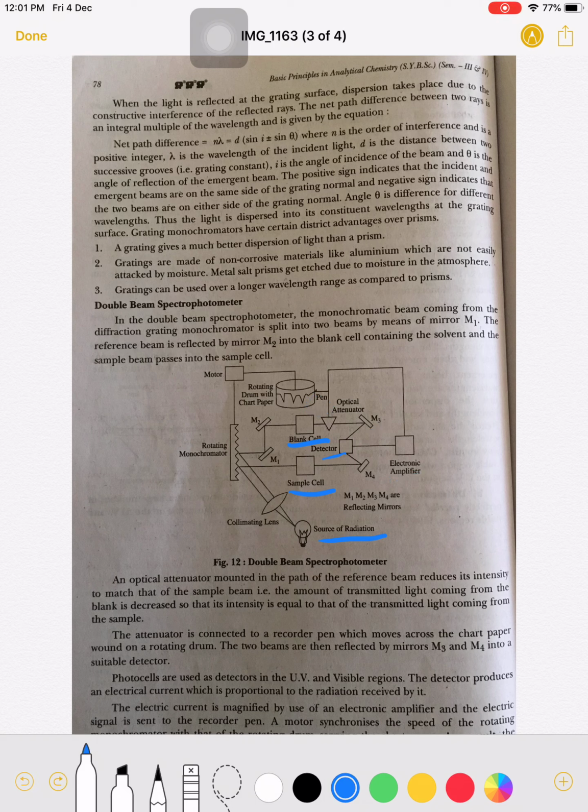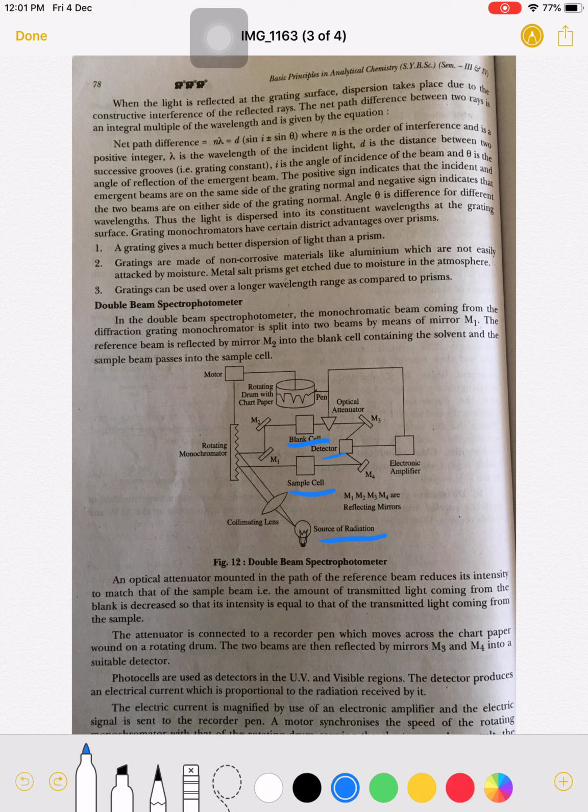Now see the explanation. In the double beam spectrophotometer, a monochromatic beam coming from a diffraction grating monochromator is split into two beams. The beam is initially split into two beams by means of mirror M1. Now the reference beam is reflected by mirror M2 into the blank cell containing the solvent. So in the blank cell the solvent is used, and in the sample cell we are using the sample solution. So the two beams are used here. One is going through the sample cell, another going through the blank cell.